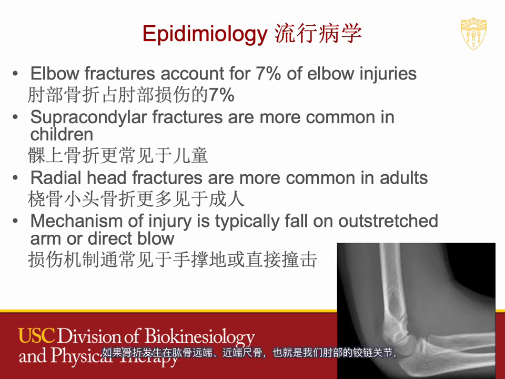But if the fracture was in the distal humerus or proximal ulna, that's our hinge joint of the elbow, right? So that's going to be affecting our flexion and extension the most.